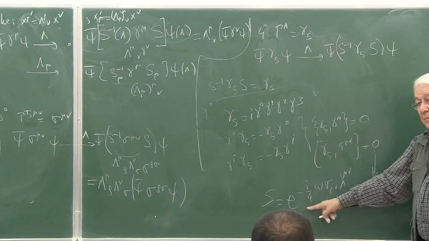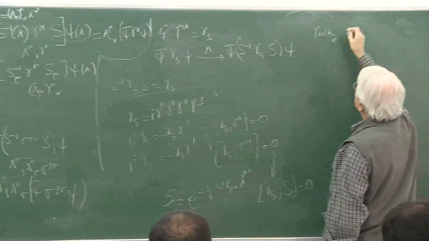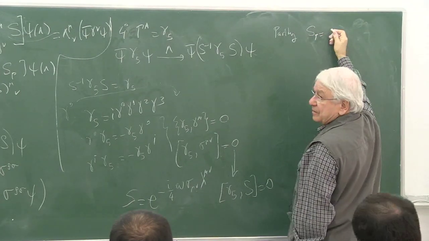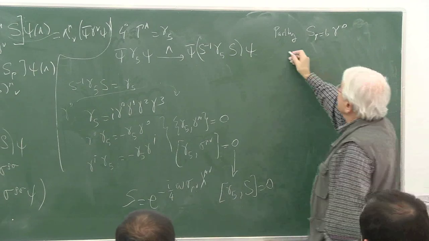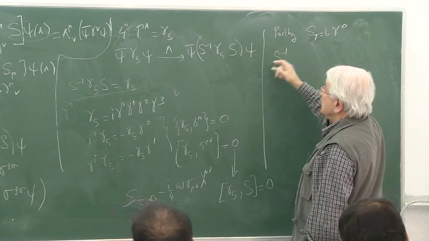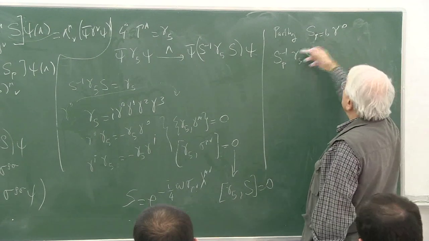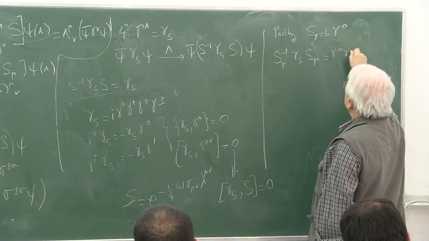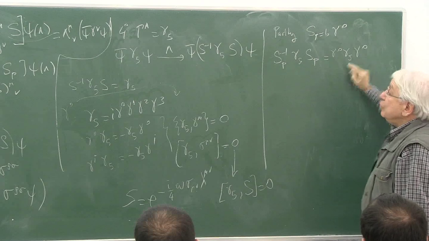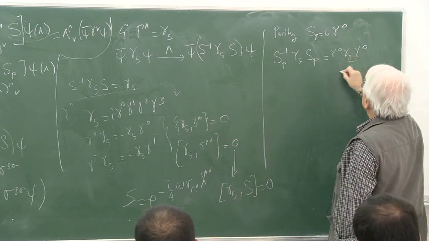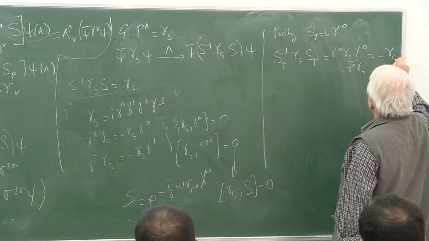What about the improper ones? Parity. Well, parity is easier than this really. S_P was a constant B, let's leave it as a constant, times gamma 0. So if I now check S_P inverse gamma 5 S_P, there's a B and 1 over B, so it is gamma 0 gamma 5 gamma 0. Write this expression. Gamma 0 jumps over gamma 5. It anticommutes with any component, so it gives you minus gamma 0 gamma 5. Gamma 0 squared is 1, so it is minus gamma 5. How nice.